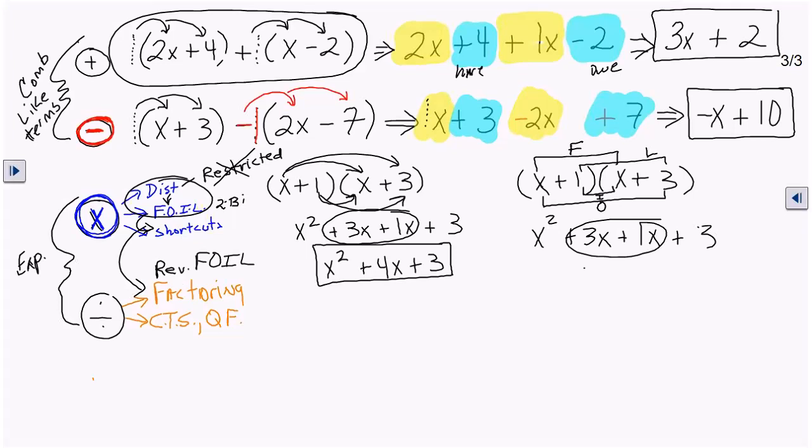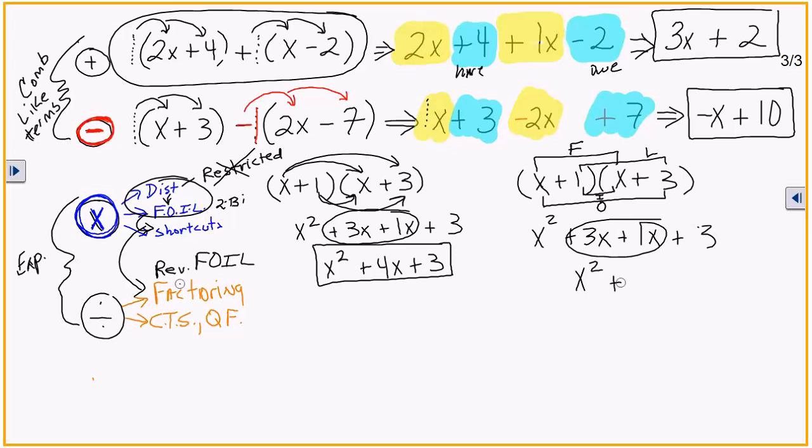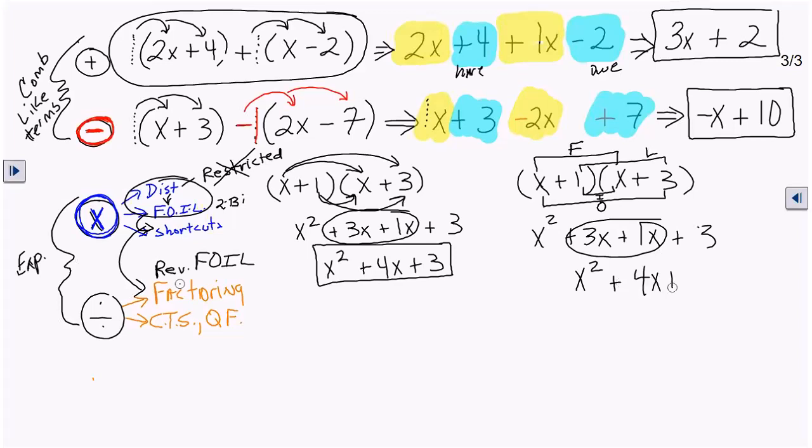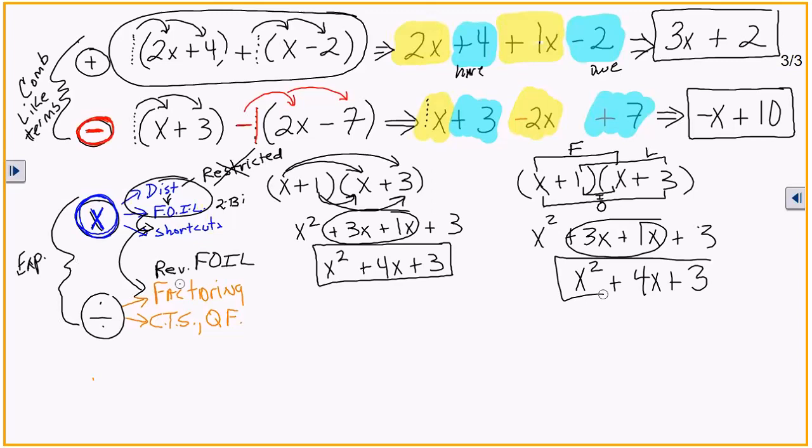And a lot of people say, why use the FOIL method? I use the FOIL method, like I said, because the FOIL method will give you methods later on for factoring. So I don't tell you to use one over the other. I tell you to know how to do both. Make sure you know how to do both. All right, now, that's how you multiply polynomials or binomials or whatever you want to call them.